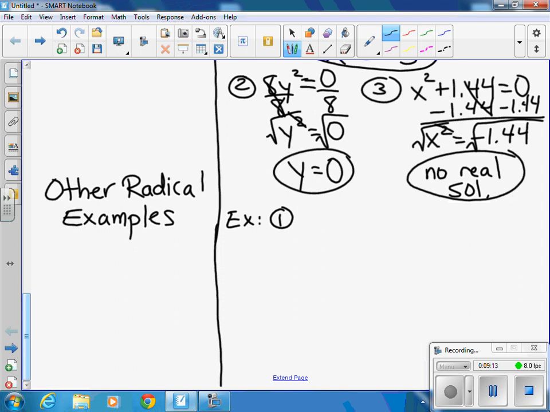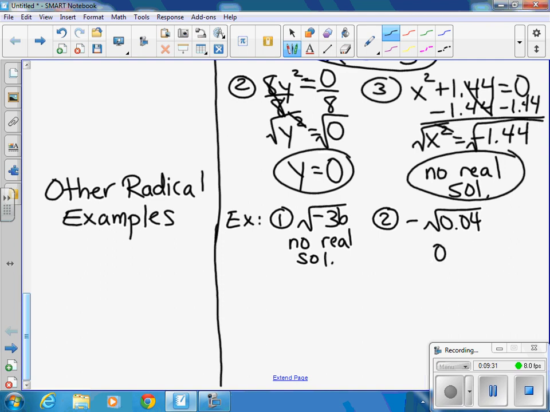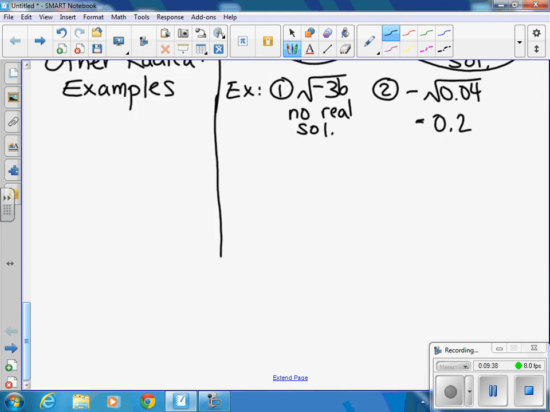If I have the square root of negative 36, you should now be able to tell me that there are no real solutions to this, because you cannot take the square root of a negative number. If I give you something like negative square root of 0.04, yes, there's a decimal under there, but you still need to type that in the calculator, because it does come out to be 0.2, and because the negative's on the outside, that means your answer is negative 0.2.